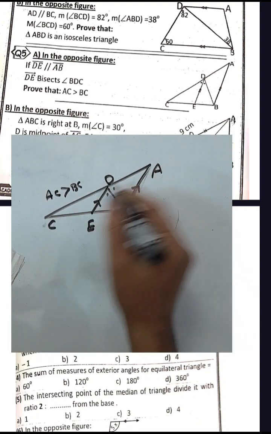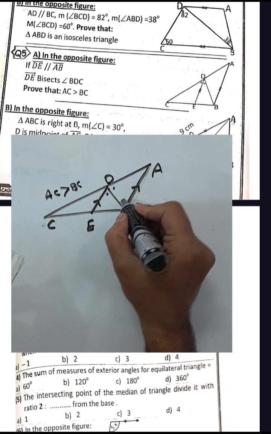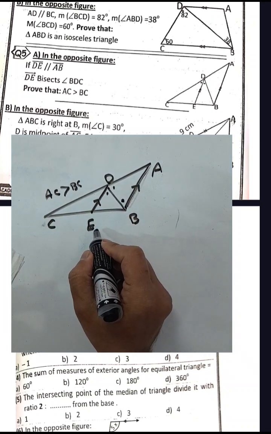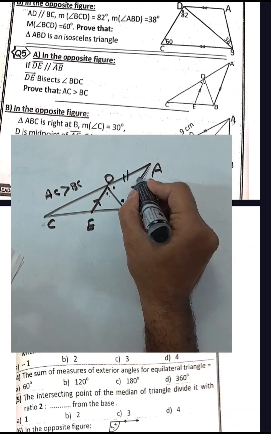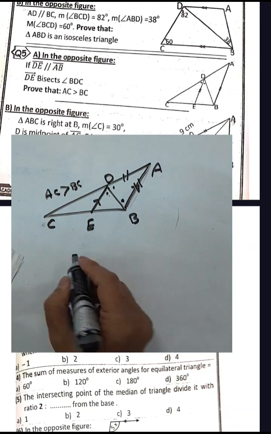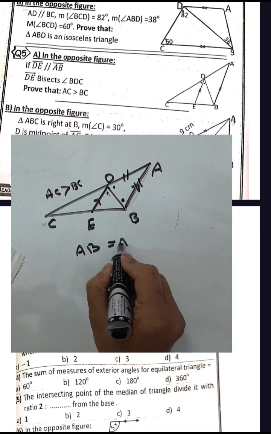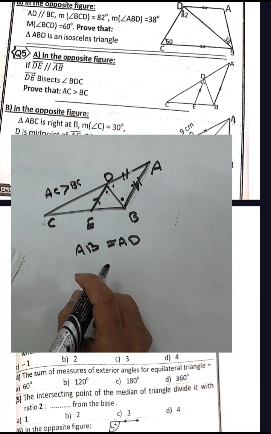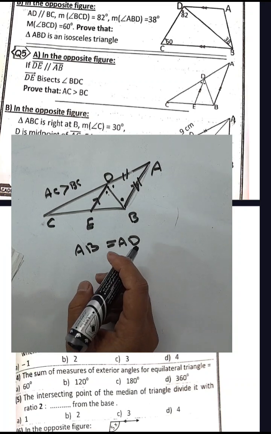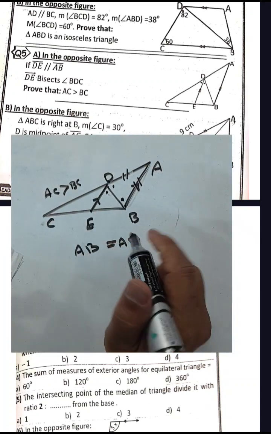Okay, we have the parallel here. Then this angle will be equal to this angle, alternate angles. This angle equals this, and this equals this. It will be an isosceles triangle here. Then we can write AB equals AD. This part equals this part. Then we want to prove that AC is greater than BC.